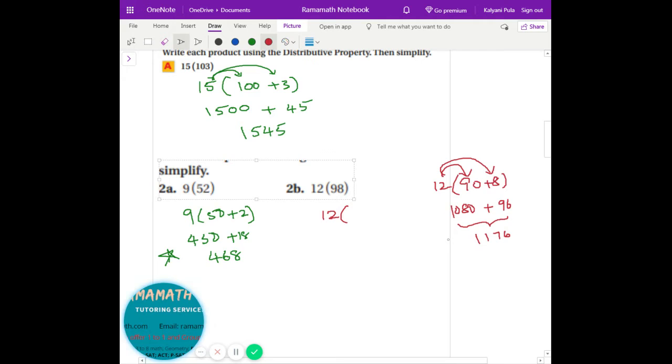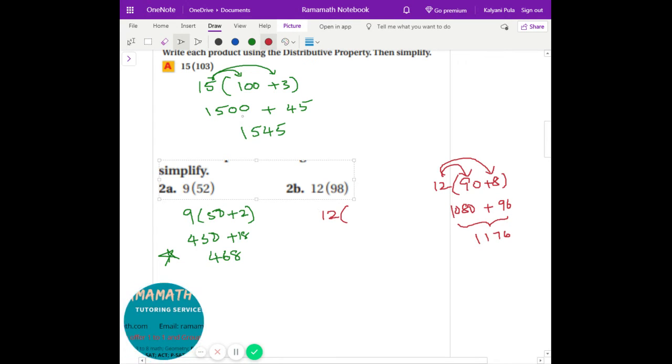Okay. So this is a good way. Arya, did you do the same way or do you do it a different way? I did a different way. Okay. What did you do? I just did the same thing, like with the 12, so I did 12 times 90 plus 8, and then I multiplied 12 by 90, 12 by 8, and added them up.